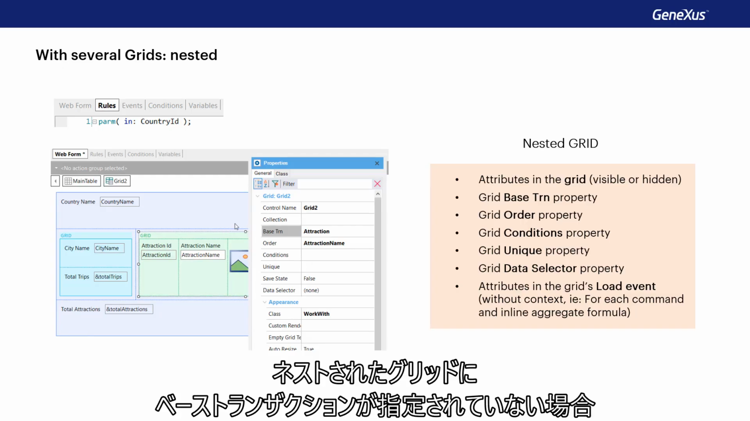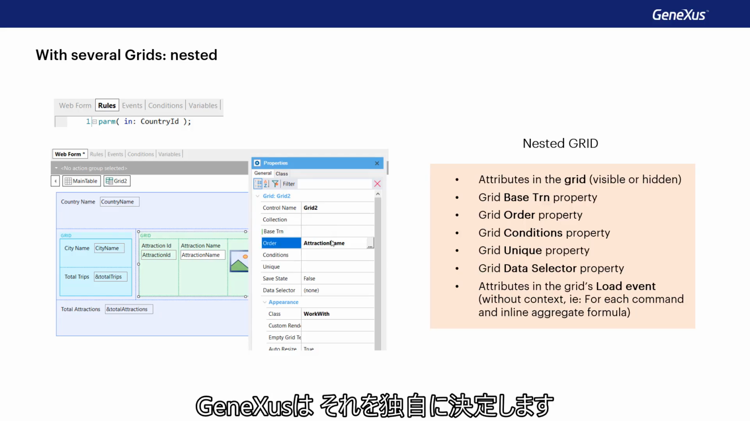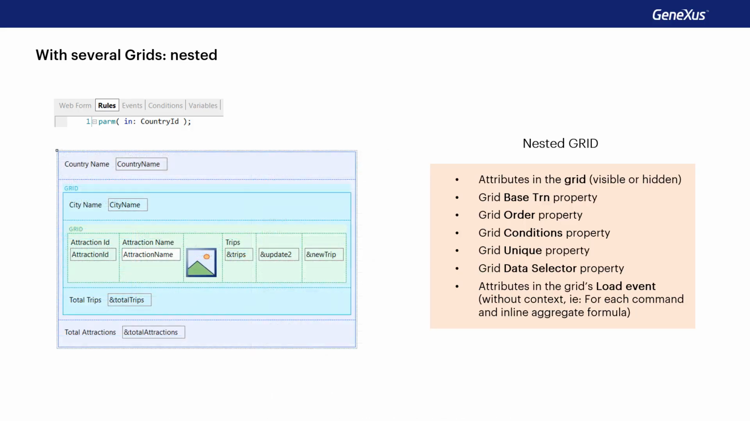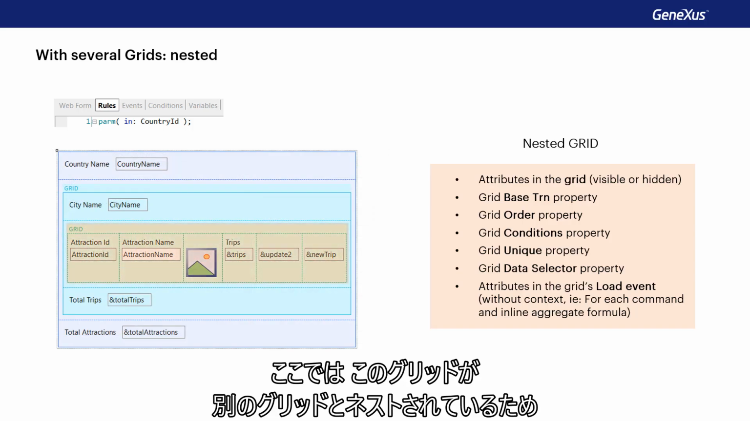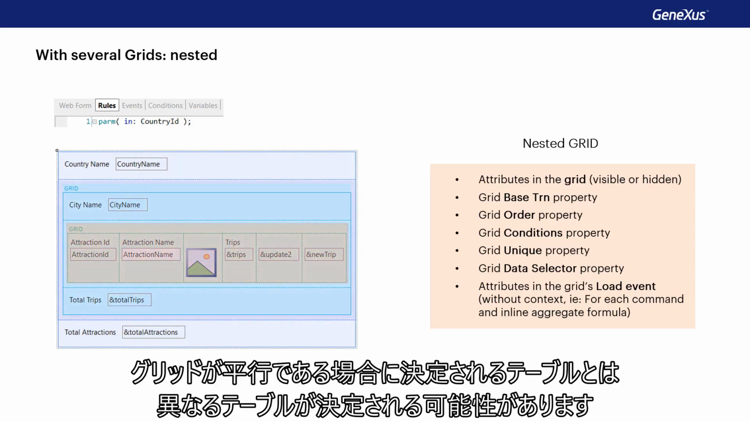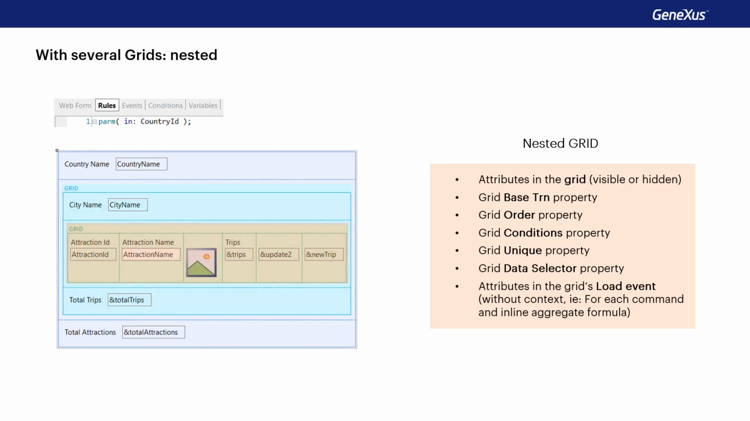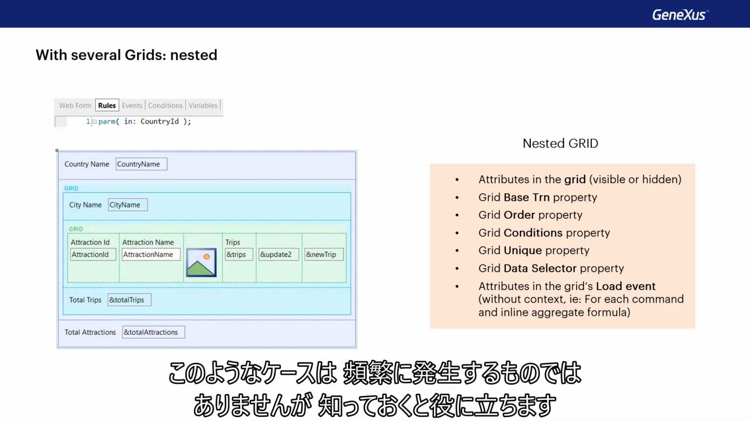When the nested grid has no base transaction specified, then GeneXus will determine it on its own. And here's where the fact that this grid is nested with another one may determine a table different from the one that would be determined if the grid were parallel. These cases are not frequent, but it's good to be aware of them.